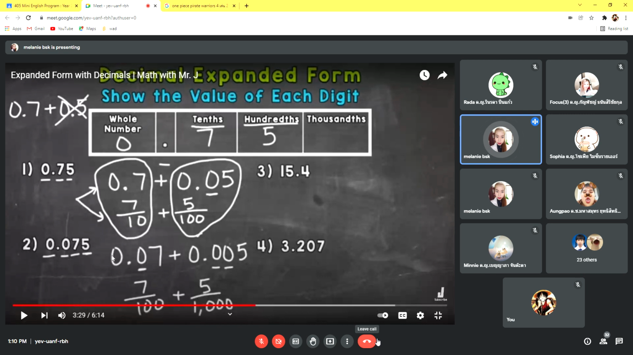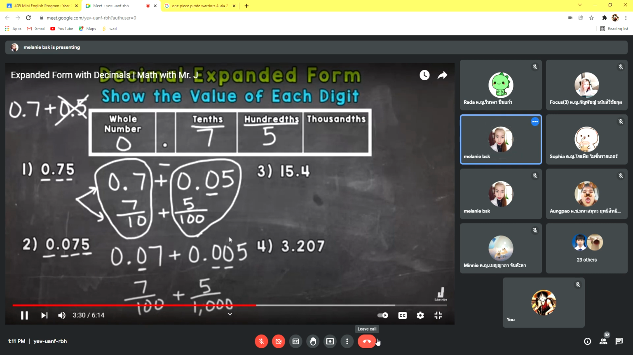If you only have 0.07, it means the hundredths place is 0. So you just have 7 hundredths, plus 5 thousandths. The 0 is missing in here. If you didn't see the 0, it means automatically you're going to put 0 in here for the tenths place. Okay, so next we're going to move on.